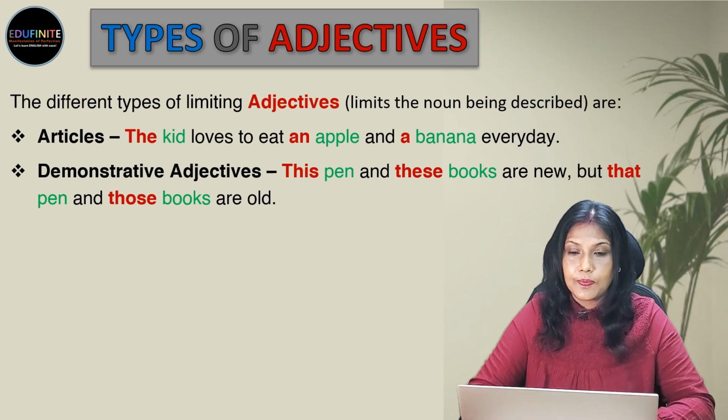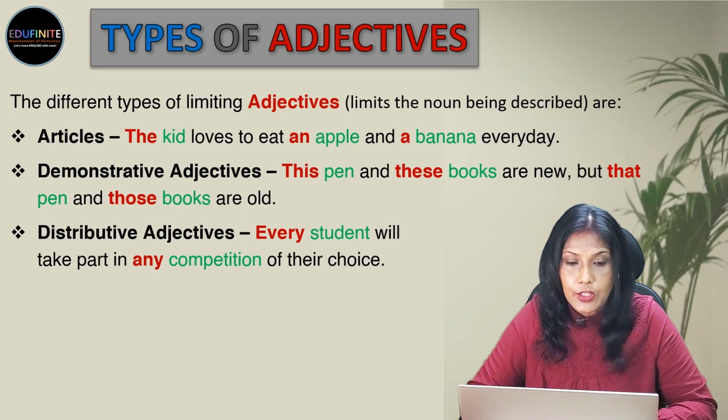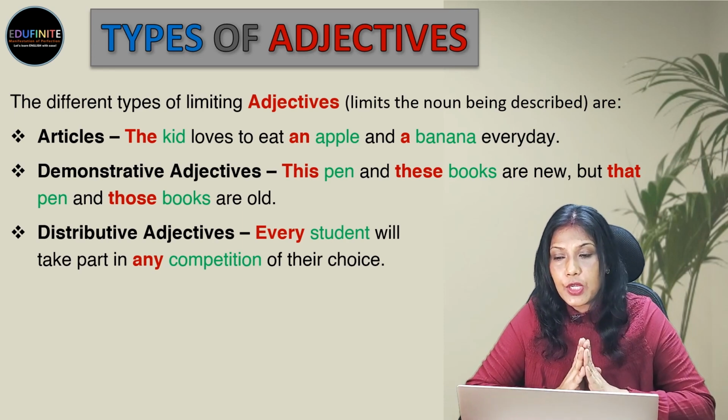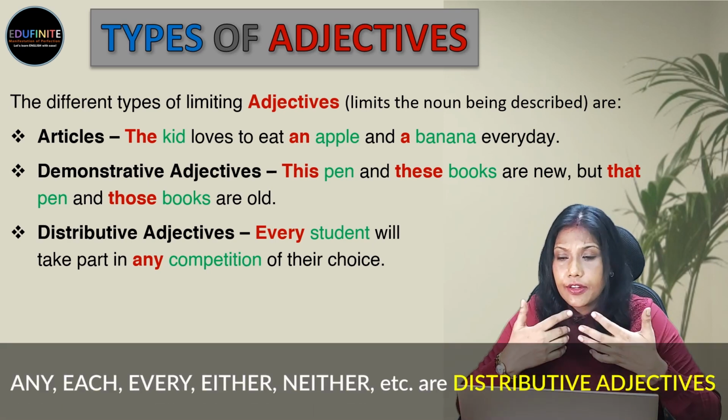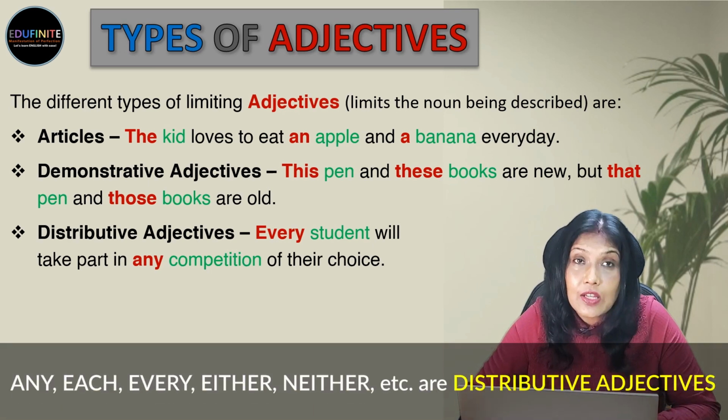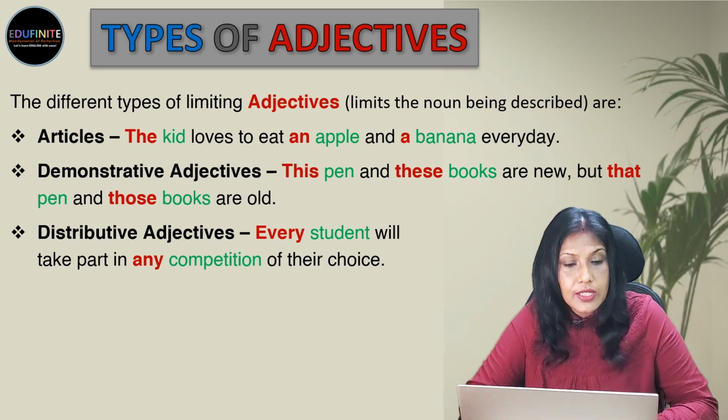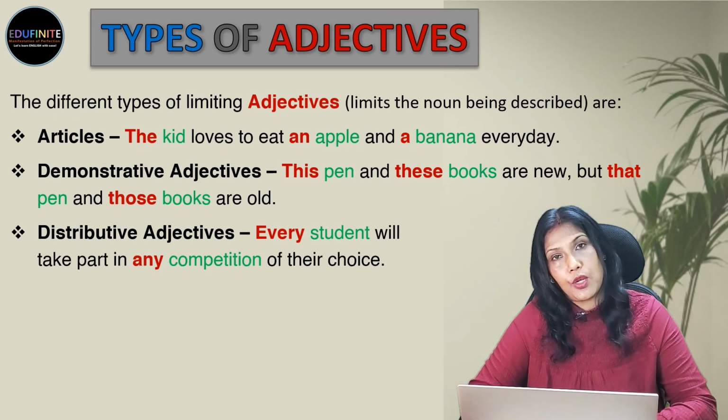So when I'm just using these are new without any noun beside these, then these at that time becomes the demonstrative pronoun. Next, we have distributive adjectives. Well, distributive adjectives are words like any, each, every, either, neither, etc. Now let's look into this sentence. Every student will take part in any competition of their choice.